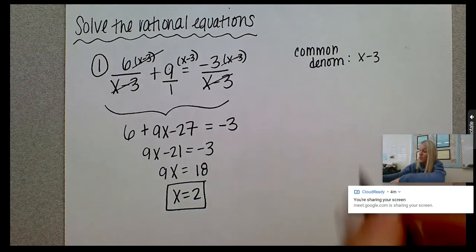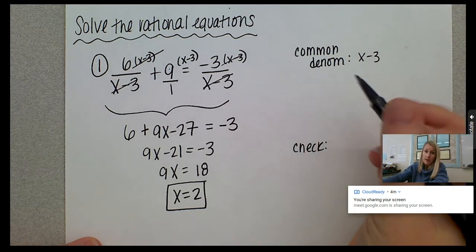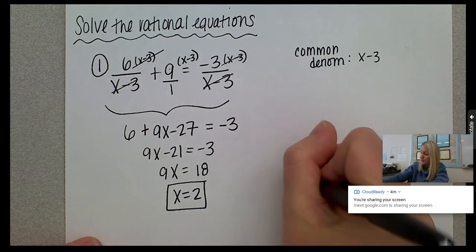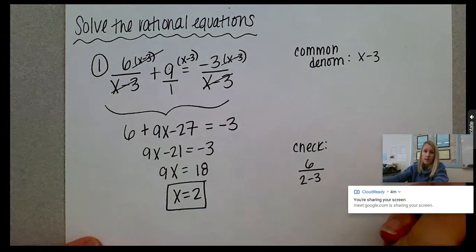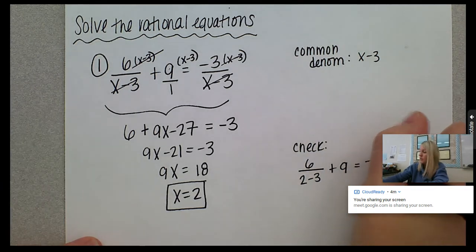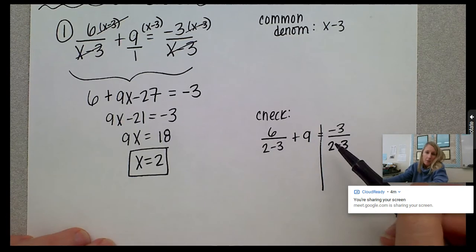In this case, I don't know if it's going to work. So let's check. We check an answer by plugging it back into the original equation for x. So we would have 6 over, instead of x minus 3, 2 minus 3, because we just solved for that x, plus 9 equals negative 3 over 2 minus 3. My main goal when I check is I want to make sure my left side, oh sorry, I'm in the way over there.